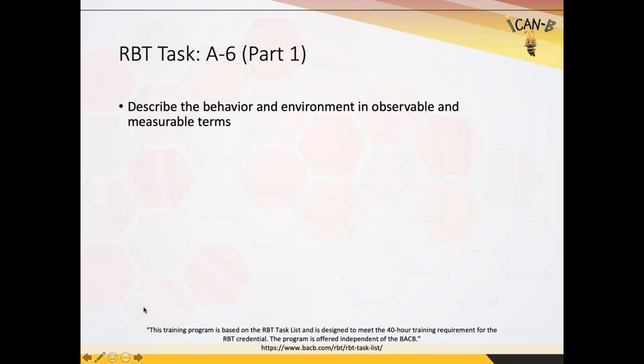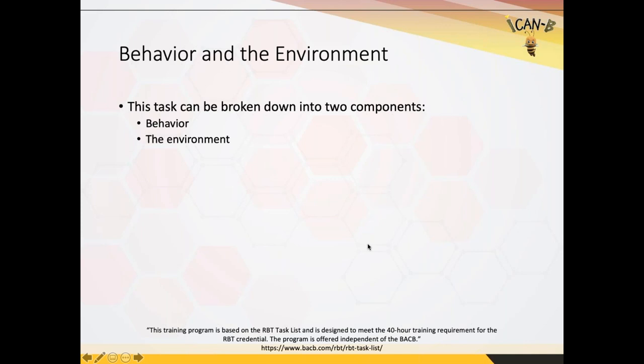RBT task A6 part 1. Here we're going to be describing the behavior and environment in observable, measurable terms, because that's so essential to be able to break down a behavior in ways in which everybody in the environment can observe and document it. First of all, behavior in the environment. This task can be broken down into two components, the behavior and the environment. And we're going to focus in this first video on the behavior.